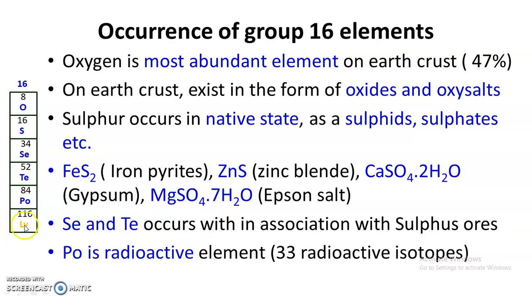Okay, livermorium is also a radioactive element, and it was recently discovered. Very little chemistry is available for livermorium. So this is about the occurrence of group 16 elements. In the next video we are going to discuss the electronic configuration of group 16 elements.